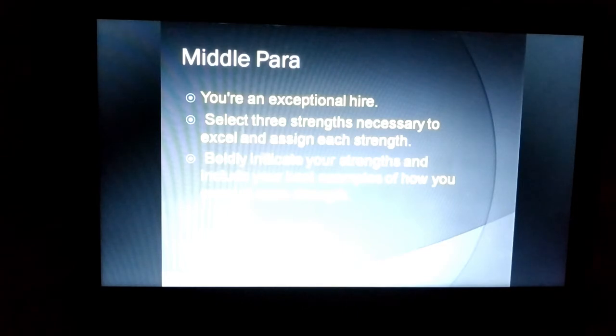Yeah, if you have strengths, then boldly indicate them. And maybe, if you have an example, let's say an example to showcase that your internship in a specific domain has fetched you a letter of appreciation or an award, that is what I mean: boldly indicate your strength.